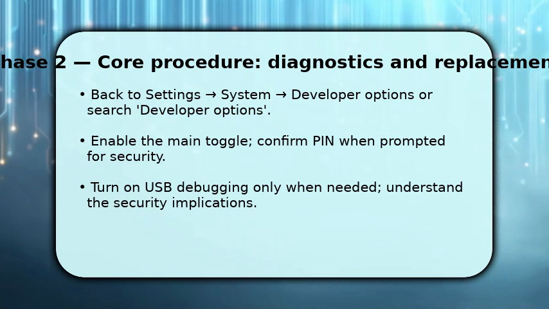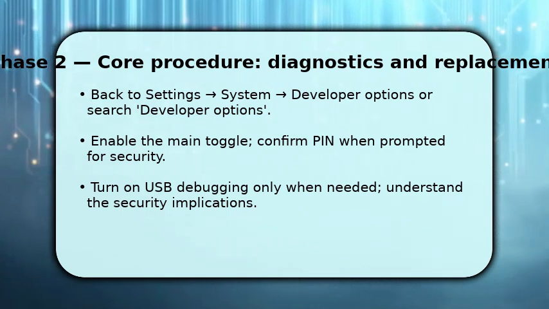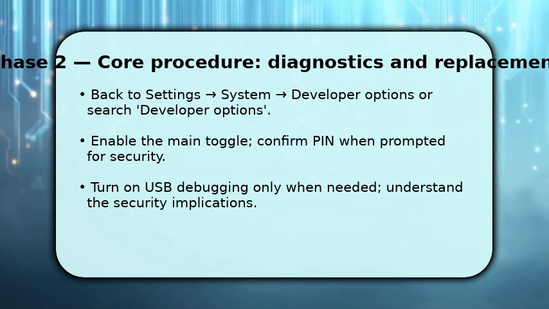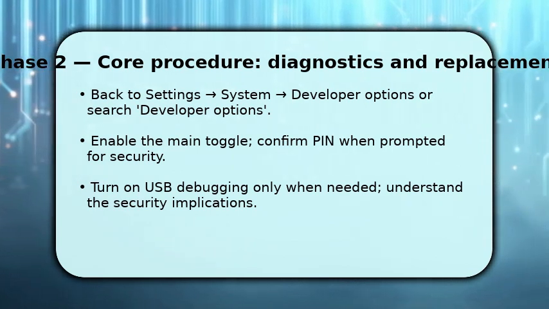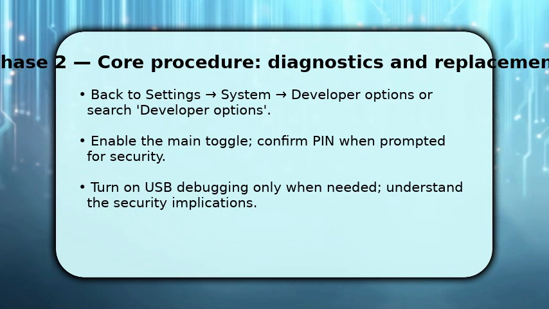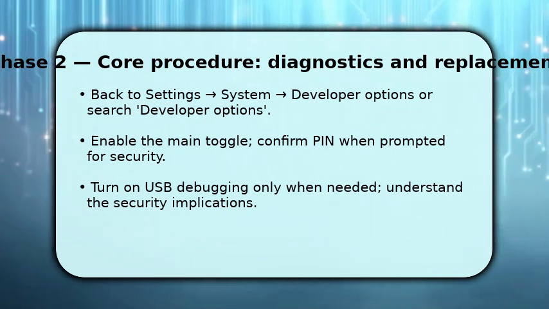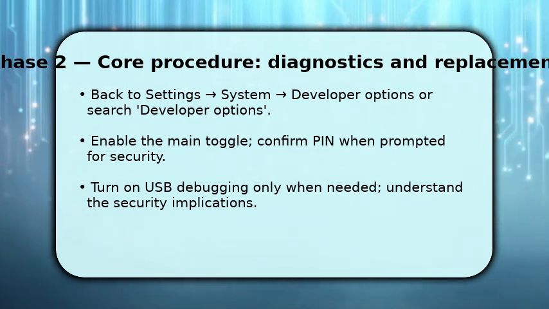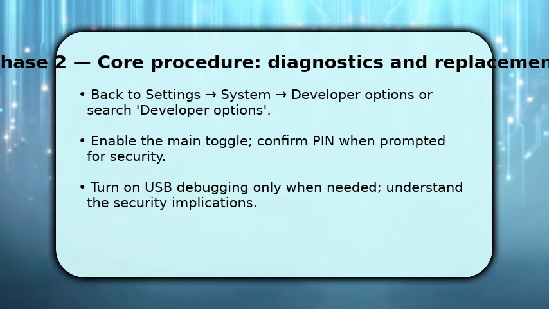From here, enable USB debugging for ADB access, and only enable OEM unlocking if you plan to unlock the bootloader. Make sure you understand these choices. They change device security and can expose your phone if left on unnecessarily.